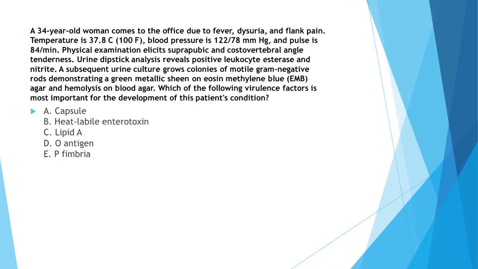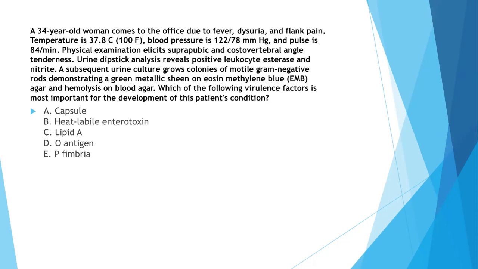Here we have one question with us. Which of the following virulence factors is most important for the development of this patient's condition? A 34-year-old woman comes to the office due to fever, dysuria, and flank pain. Temperature is 37.8 degrees Celsius. Blood pressure is 122/78, and pulse is 84. Physical examination elicits suprapubic and costovertebral angle tenderness. Urine dipstick analysis reveals positive leukocyte esterase and nitrite.